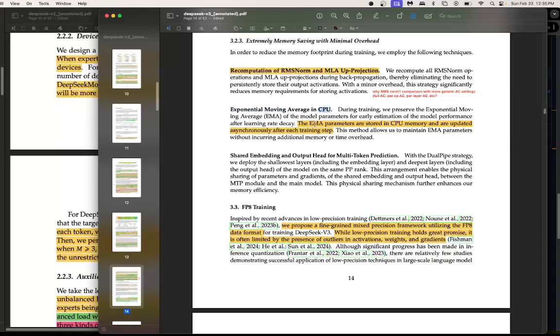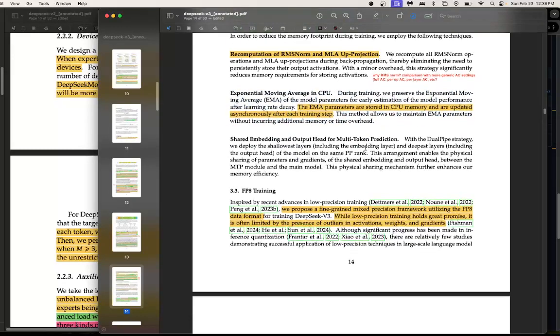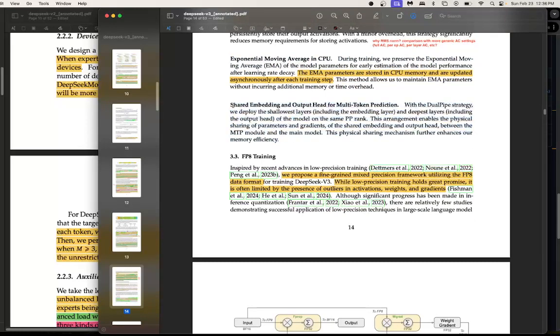Exponential moving average. This is something people use to predict future model performance towards the end of training. Early on in the training process, they can predict it by tracking these exponential moving average parameters, and this allows researchers to quickly detect if, okay, this is not going to be a good experiment, and end it and then try something else. But they store it in CPU and update it asynchronously. Just another optimization there. Shared embedding and output head. This is, I found weird.